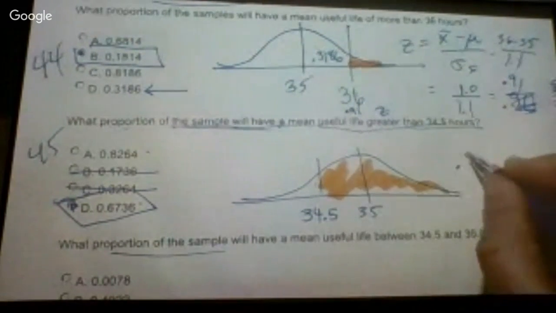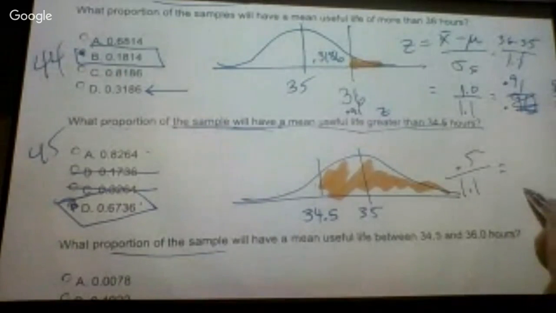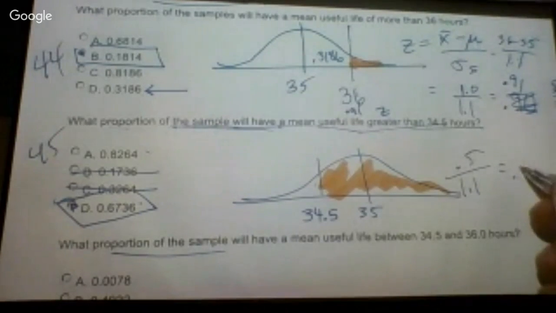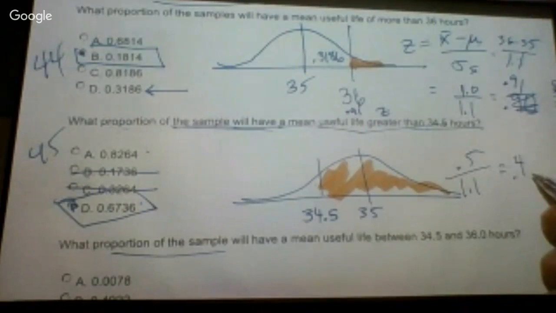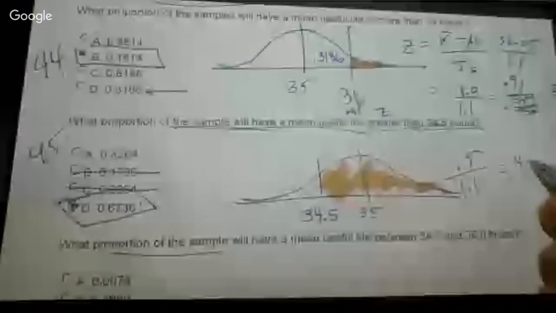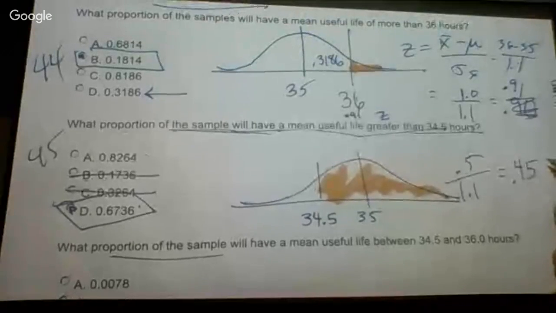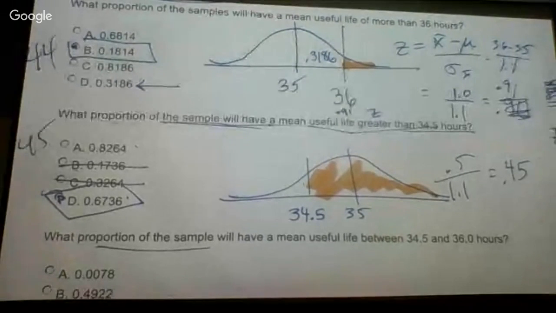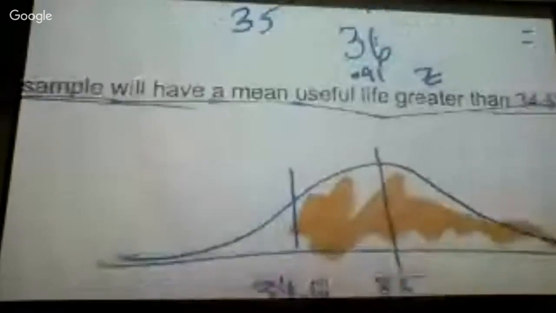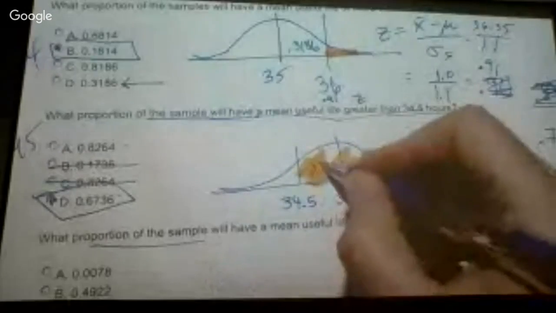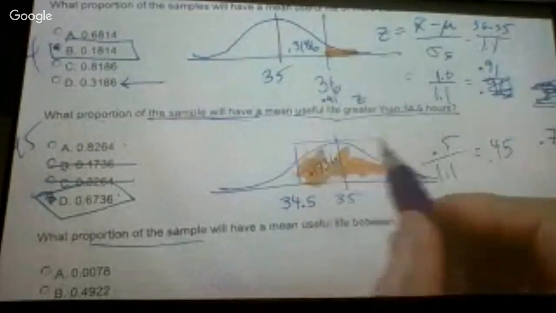The z-score would be 0.5 over 1.1, which looks like 0.4, five? Is that going to be 0.45? Yeah. Yep. Which means the area is 0.1736. Add them up.